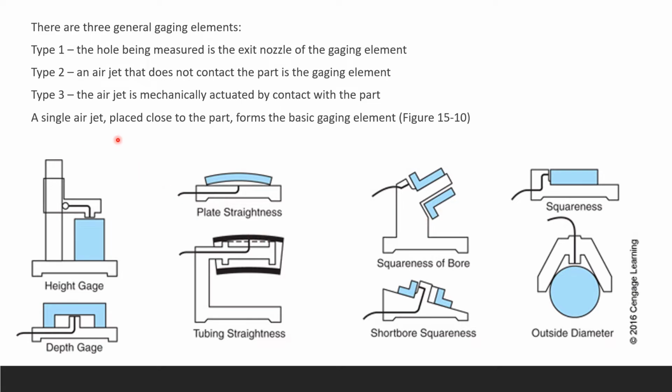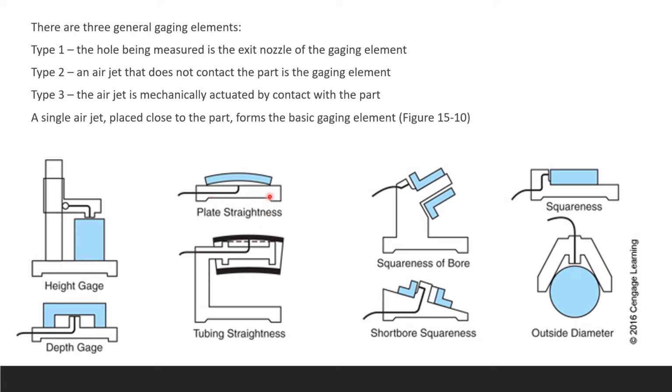So a single air jet, you place it close to the part, and that forms the basic gauging element. When you take a look at it, again, you won't be able to see it. This is just your height gauge, and that's your depth gauge, because we're measuring inside, a depth. This is where we're measuring the height. Okay, now you can see it.